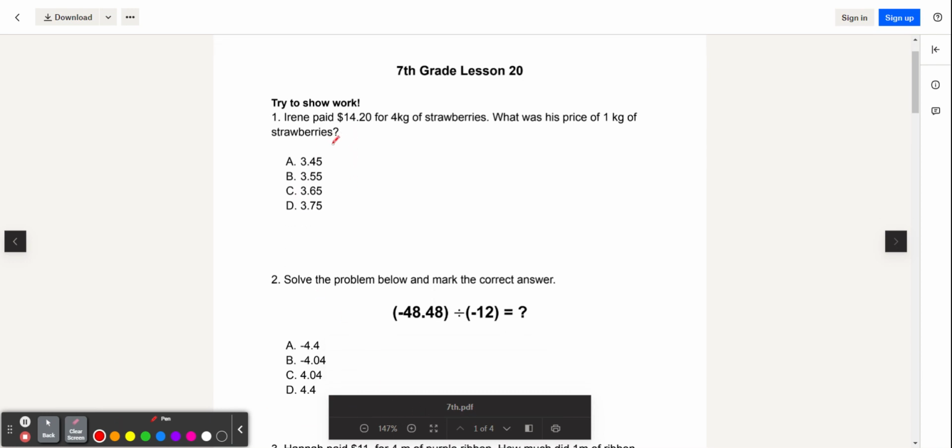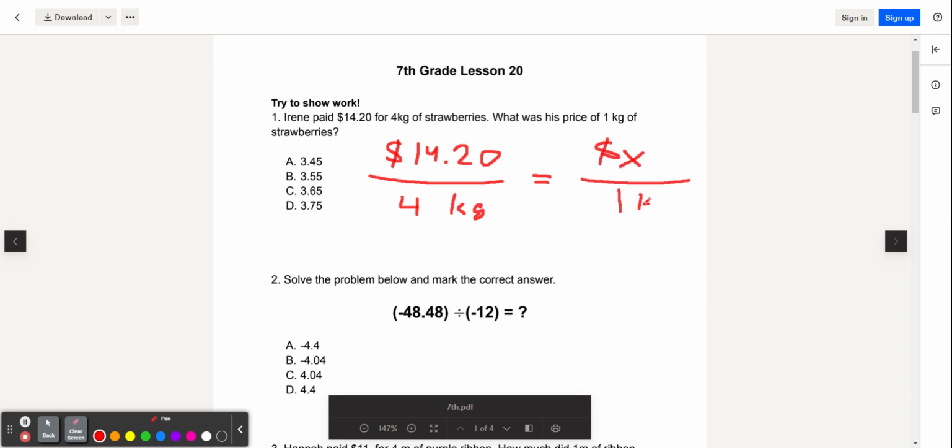So, to start off, number 1: Irene paid $14.20 for 4 kilograms of strawberries. What was the price of 1 kilogram of strawberries? So, we know that it was $14.20 per 4 kilograms of strawberries, and we want how much money it was for 1 kilogram.